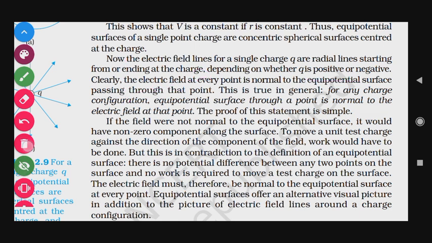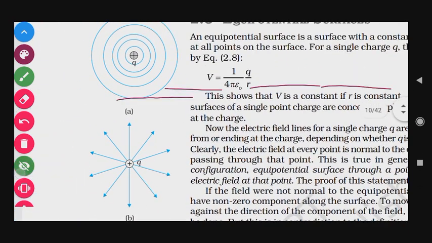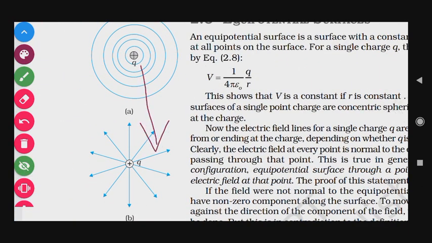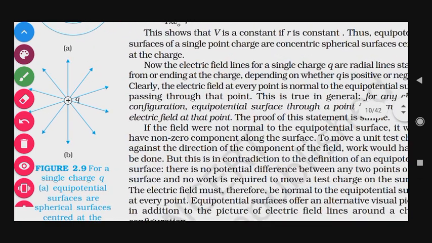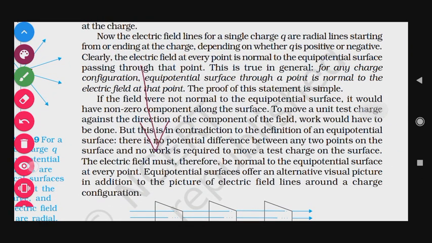Clearly, the electric field line at every point is normal to the equipotential surface passing through that point. This is a very important part. You have to understand that the electric field is always normal to the equipotential surface. How this is normal, we'll understand now. I'll read the paragraph, then I'll explain. This is true in general for any charge configuration. The equipotential surface through a point is normal to the electric field.